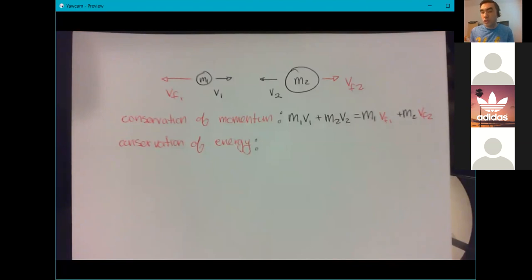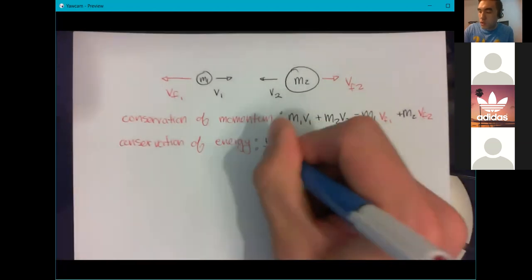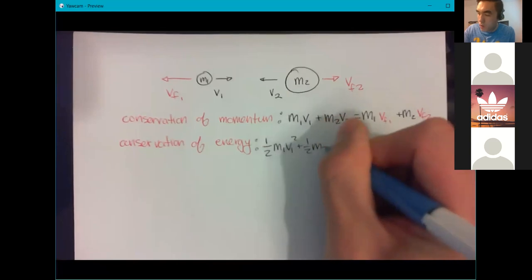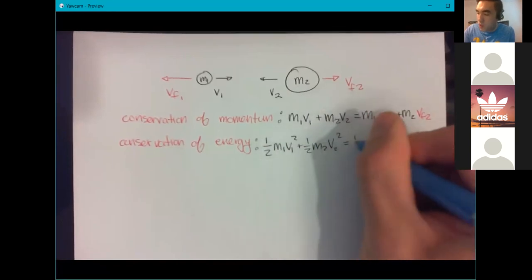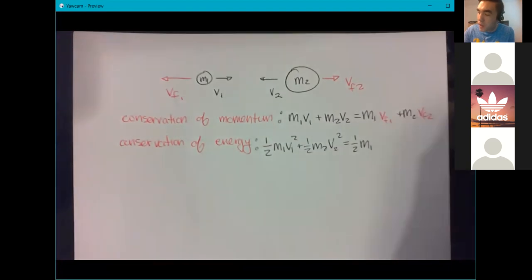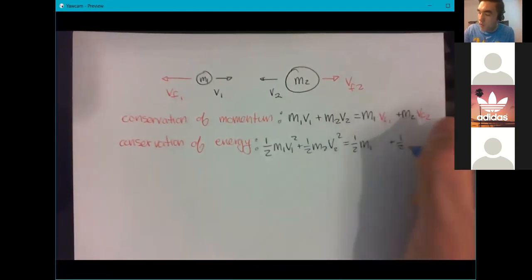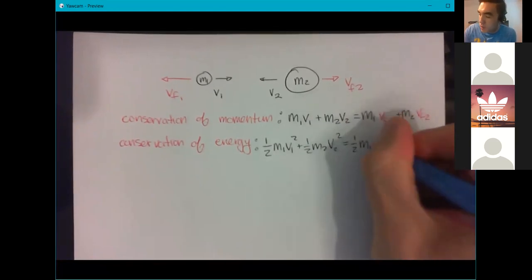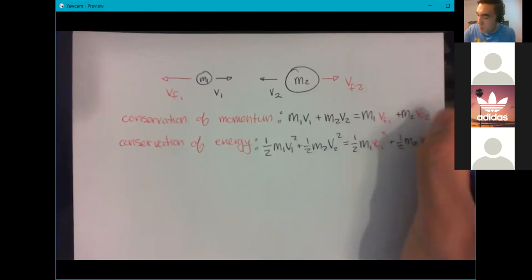And here's what the conservation of energy looks like. There exists some physical quantity called energy, which if an object is moving is equal to 1/2 mv². And that thing also doesn't change before or after this collision. So this is 1/2 m1 v1² plus 1/2 m2 v2², and this must be equal to 1/2 m1 v1 final² plus 1/2 m2 v2 final². And I'm only delaying writing them so that I can color code them.